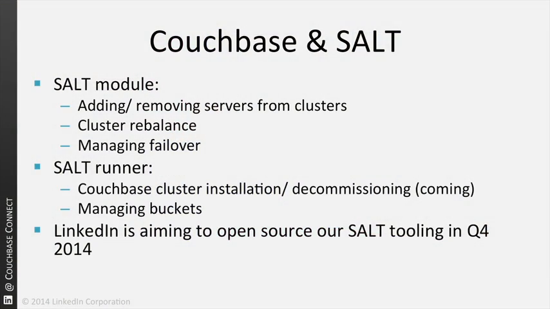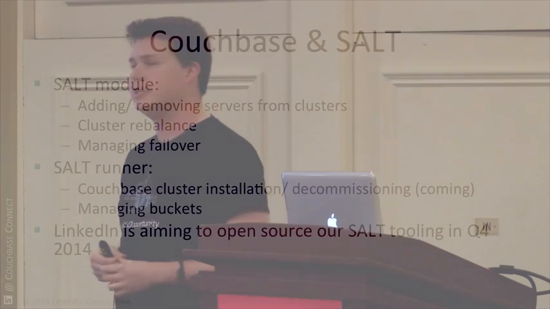So we have a SALT module that basically handles adding and removing servers from clusters, doing the cluster rebalance, and then managing failovers. Most of that just happens around maintenance tasks around our servers. So if we need to take one down for a DIMM replacement or a hardware replacement, we can easily do that very quickly in SALT just with one command. I don't need to port forward to production and then log in, et cetera, et cetera.